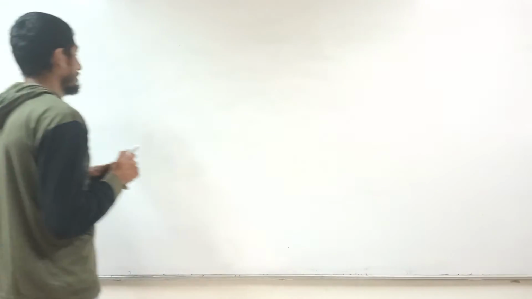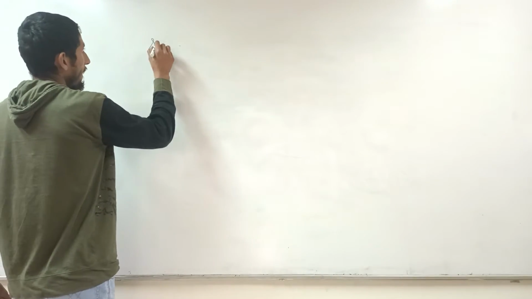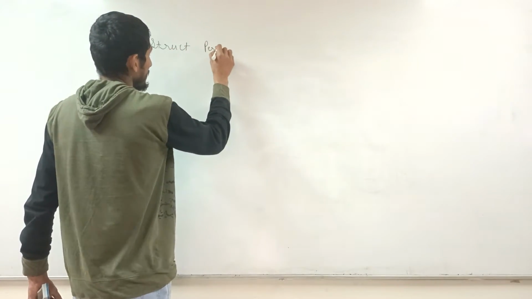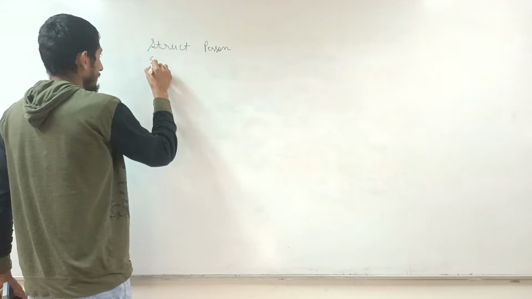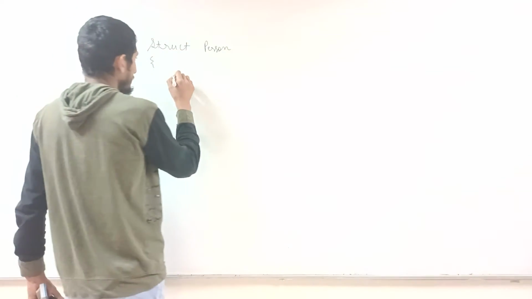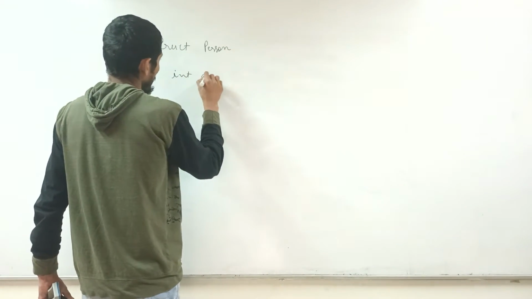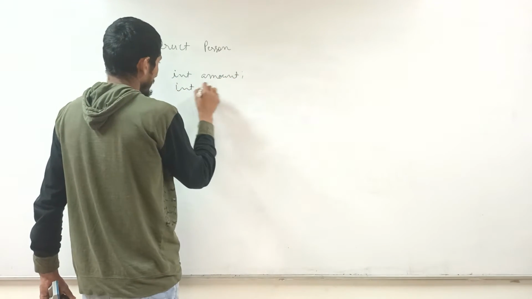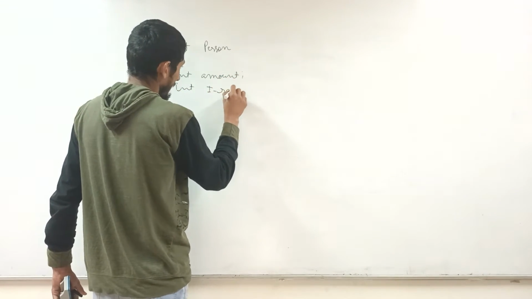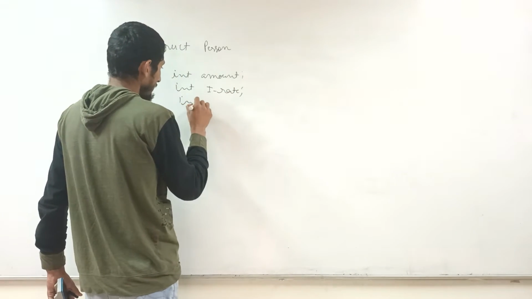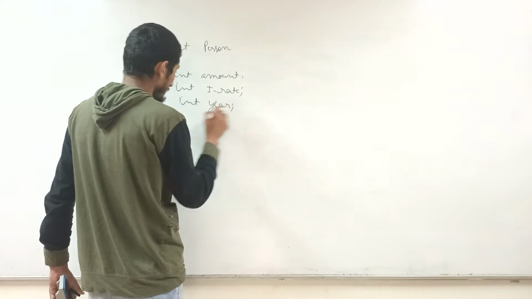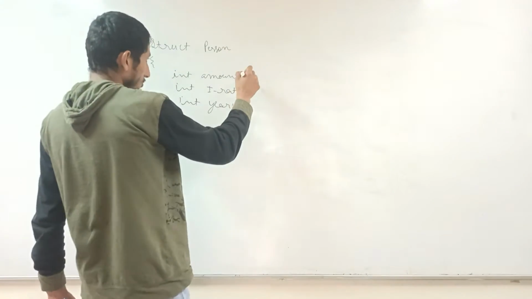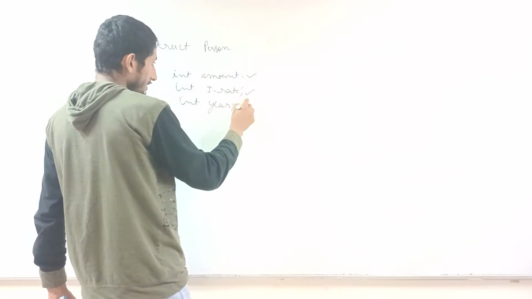Let's say I have a structure named person, and along with this, I have three elements like int amount, int interest rate, and int year. So, in this structure, I have three fields. First one is amount, second one is rate, and third one is year.